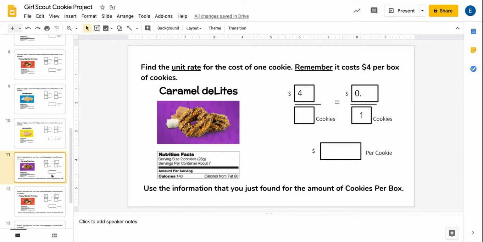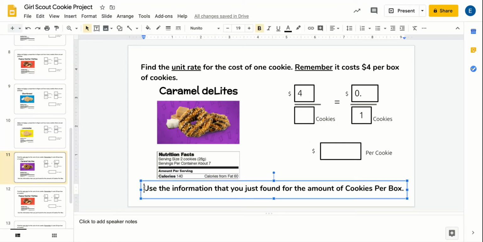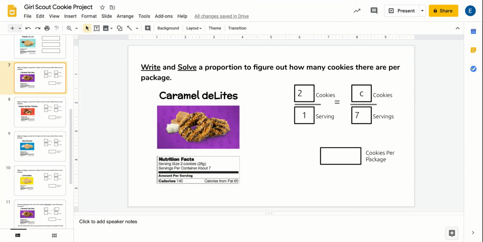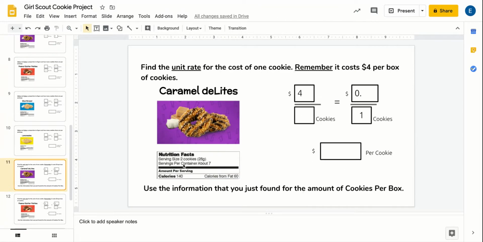Then we come here. Now we're going to find the unit rate for the cost of 1 cookie. Remember, it costs $4 for a box of cookies. Well, I filled that information in for you. It's $4 for, how many cookies? You don't know that. You need to use the information that you found for the amount of cookies per box. So I'm going to go back to this slide and use this information from this box to come back here and fill it in for my unit rate.